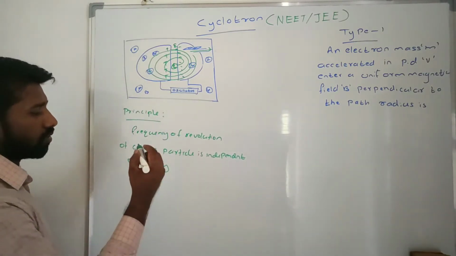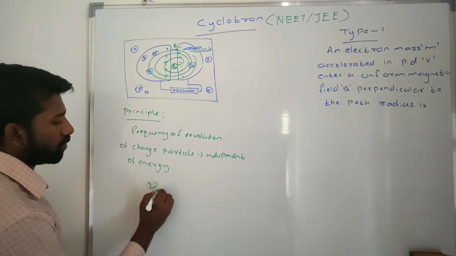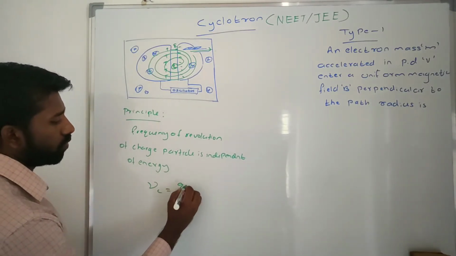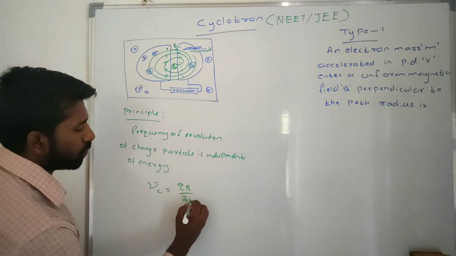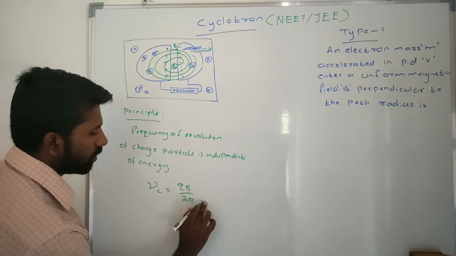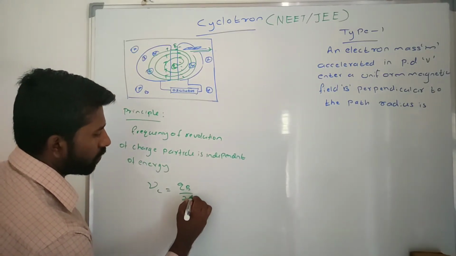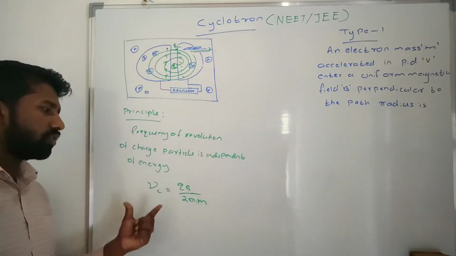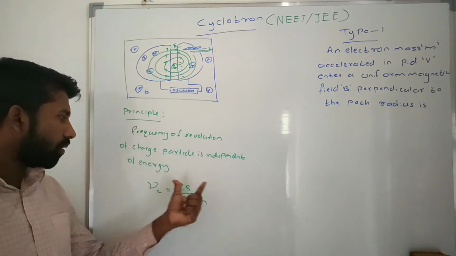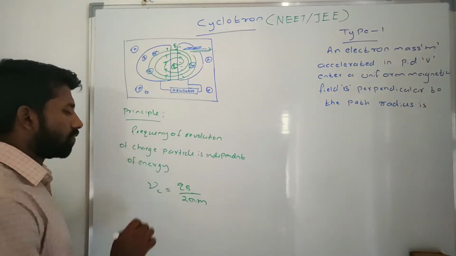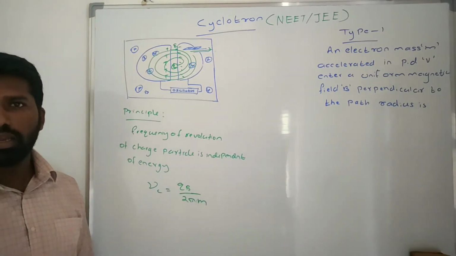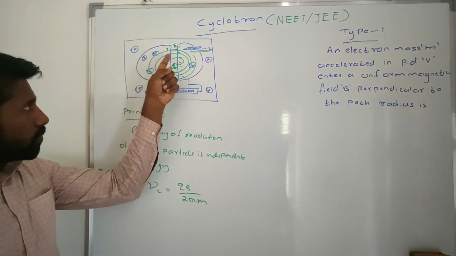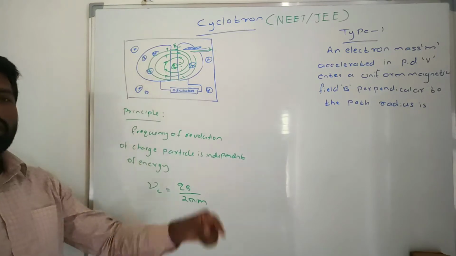Then, what is the cyclotron frequency? Cyclotron frequency ν is equal to qB divided by 2πm. You see that in this there is no velocity term, so we can say that the frequency is independent of the energy. Clear? Each time it passes through the electric field, it will be accelerated.